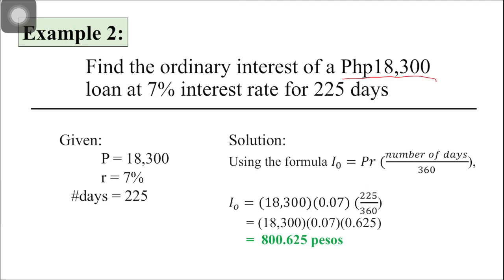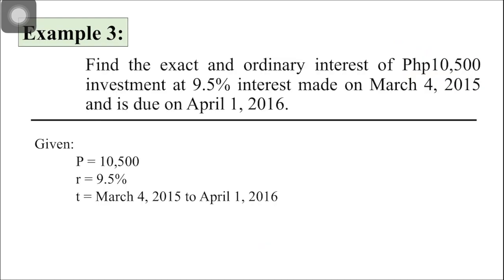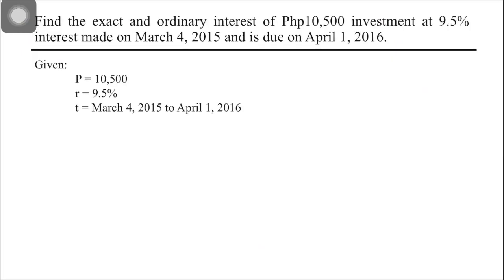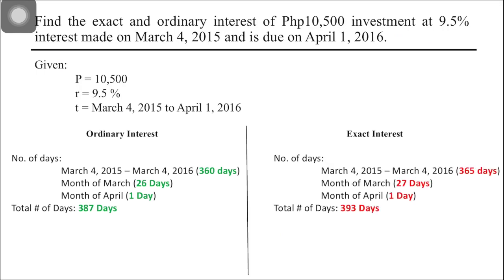8,800.625 pesos. So ang iyang giloan nga 18,300 na ay interest nga 800.625 pesos. So after 225 days, so iyang bayron nun is 18,300 plus ang interest. Okay? So example number 3. Okay, example number 3. Kini kay kuan siya. Okay, tara.